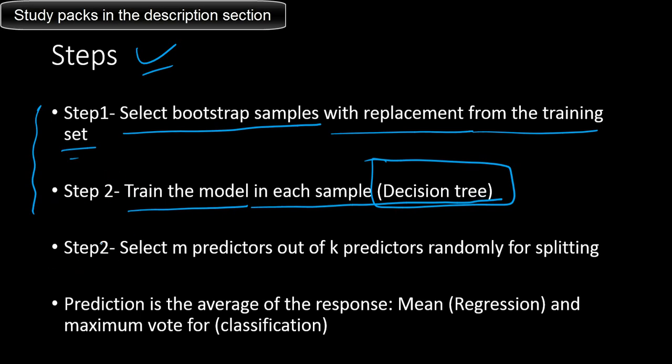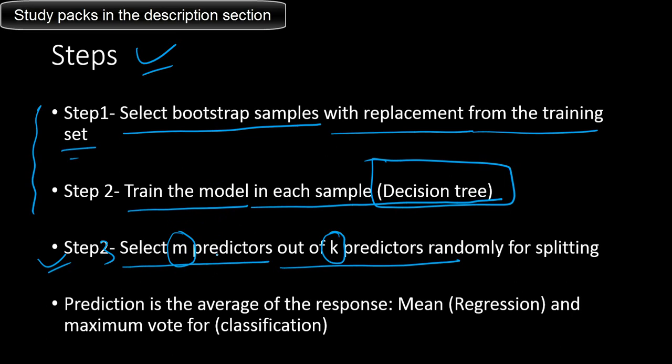The third step is different, an additional step: select m predictors out of k predictors. The total number of predictors available is k. We take the m predictors randomly for building the decision tree model for these different samples, and that will vary with respect to the samples. That's exactly the difference here. This third step wasn't there in bagging, so it is an additional step.